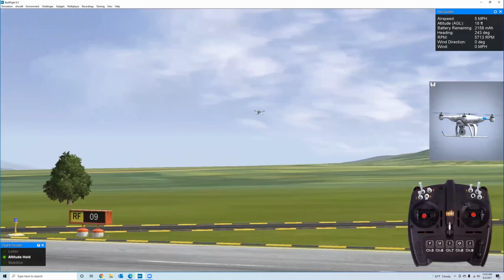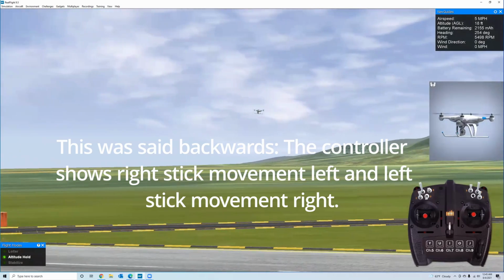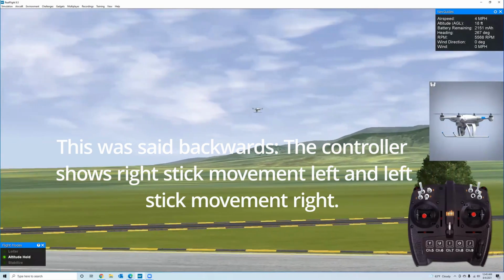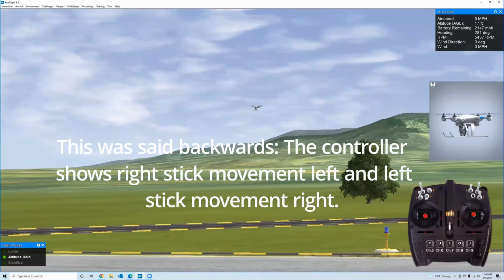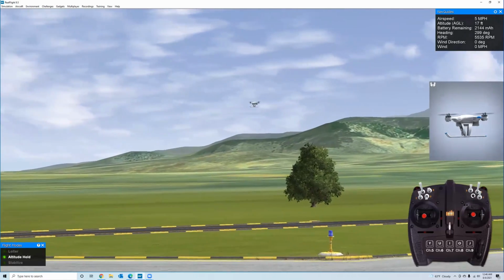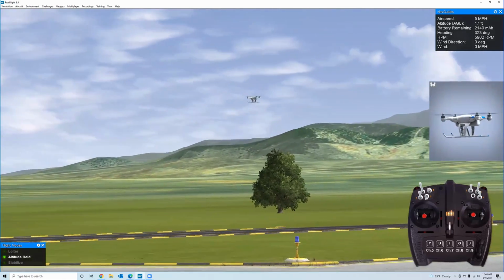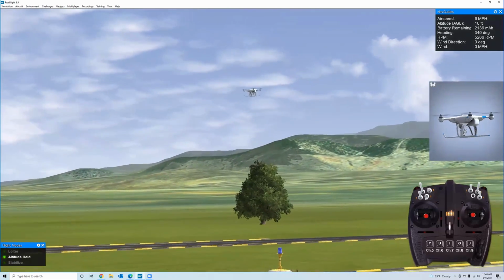So as you can see in this video, we have right stick movement causing the aircraft to move to the right, and left stick movement in the opposite direction to keep the nose of the aircraft pointed towards the center of our point.